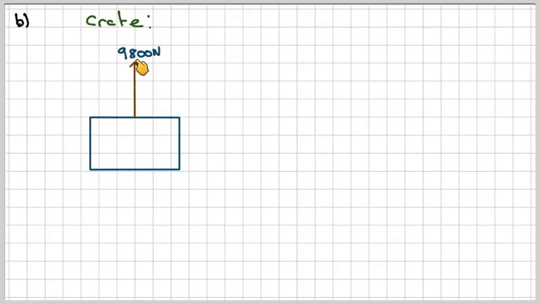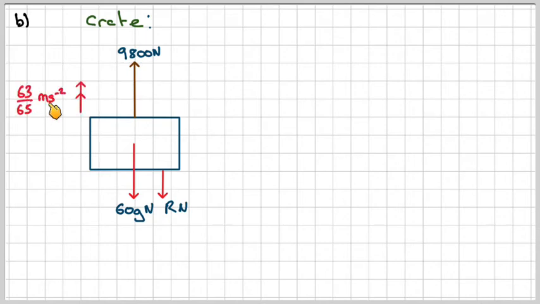Right. If we now take the crate, and we draw the diagram. So on the crate, we've got the maximum tension, which is 9,800 newtons. We've got the weight of the crate itself, 60 G newtons. And then we have the reaction of the car on the crate, which we're going to call R. You should try to avoid writing down the actual weight of the car in this sort of problem. And then you've got an acceleration upwards, which is 63 over 65 meters per second squared. Notice I used a fraction, so that will avoid me making a rounding error.